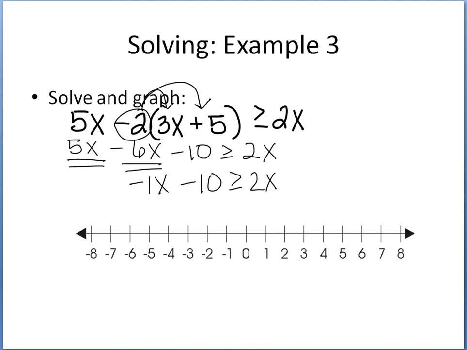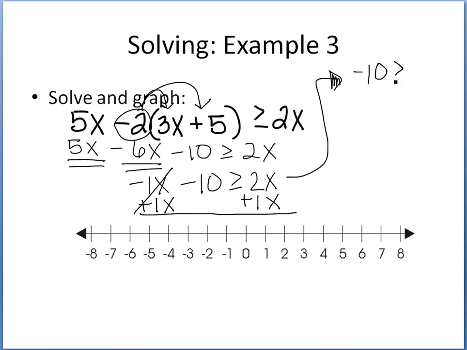So I'm going to move the negative 1x. To move it, I need to add 1x. Okay, let's see what we get. Negative 1x plus 1x goes away. I get negative 10 is greater than or equal to 3x. Then I have to divide by 3, because that's the only thing that's happening to the x, right? It's multiplying, so I'm going to divide by 3. Okay, so negative 10/3 is our answer. 3 doesn't go in there.